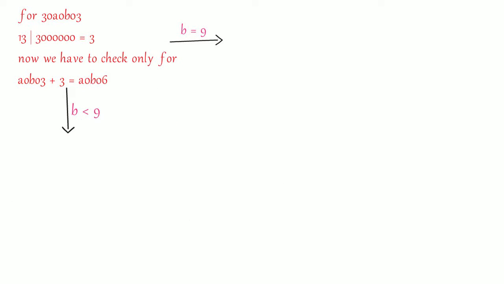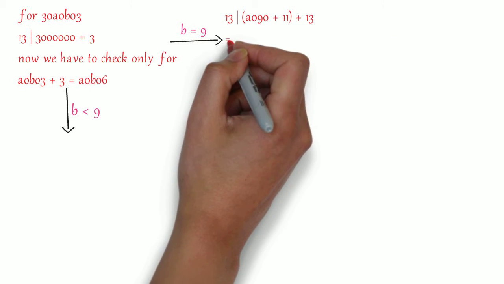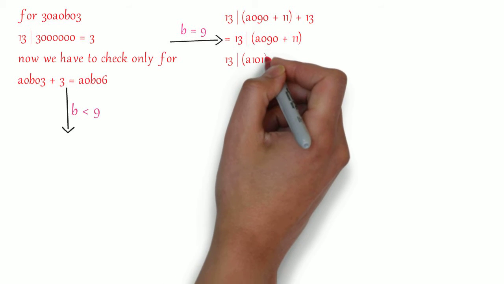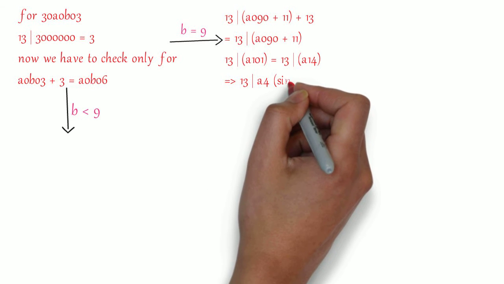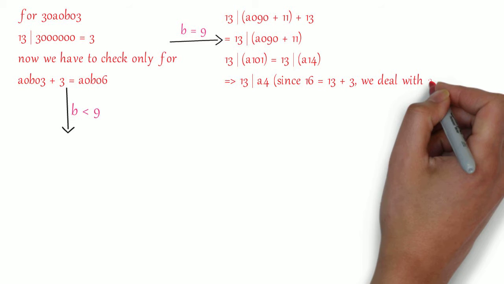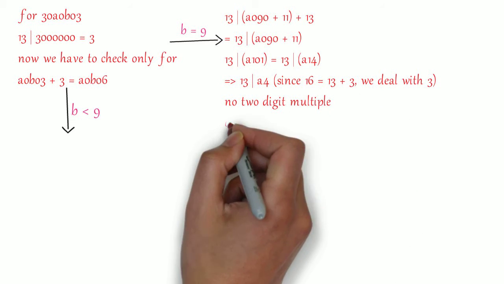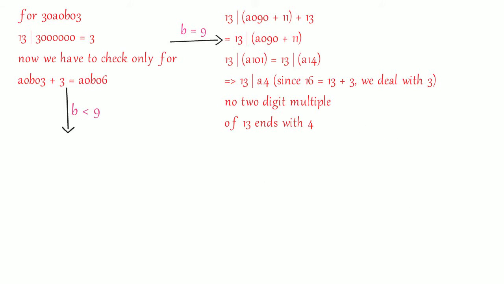Let's first check the case where we get a carryover. 13 divides A090 plus 11. That means 13 divides A101. Once again applying our rule, we get 13 divides A14. Now, once again applying our rule, we will have to add 16, but once again clearly we can add 3. So, A4 must be a multiple of 13, but none of the 2-digit multiples of 13 ends with 4. So, this also doesn't yield any solution.